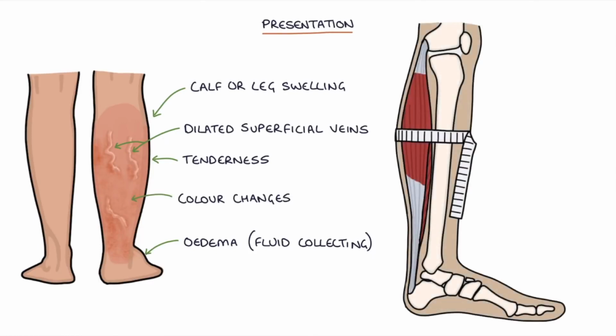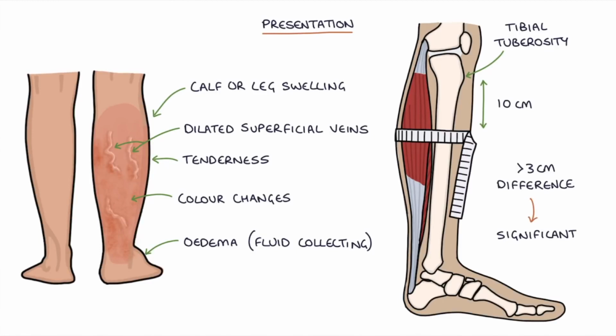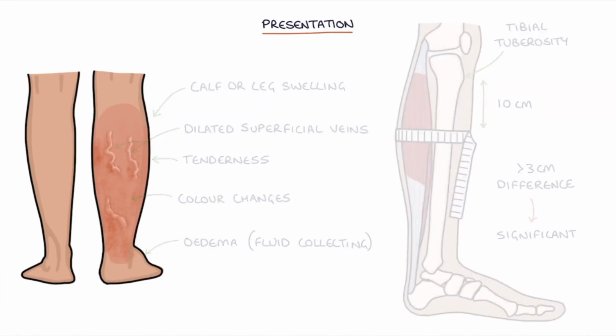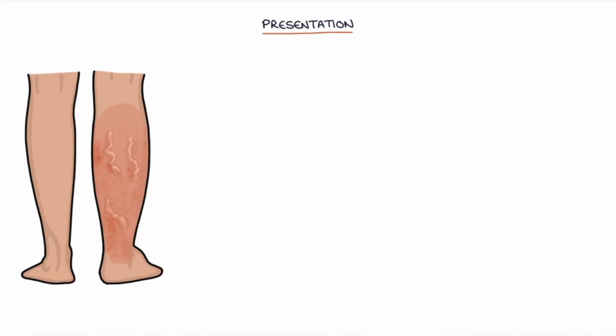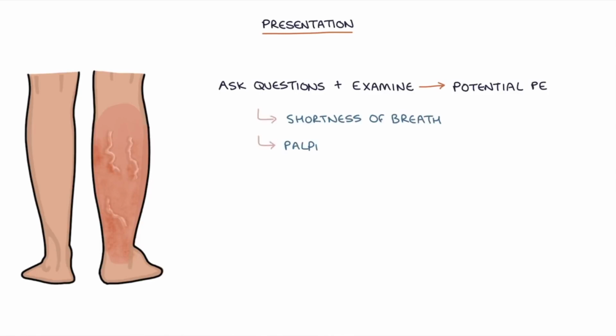To examine for leg swelling, measure the circumference of the calf 10 cm below the tibial tuberosity. More than a 3 cm difference between the calves is significant. If a patient is presenting with symptoms of a DVT, ask questions and examine with a suspicion of a potential pulmonary embolism as well. So it's worth asking about shortness of breath, palpitations, and pleuritic chest pain.